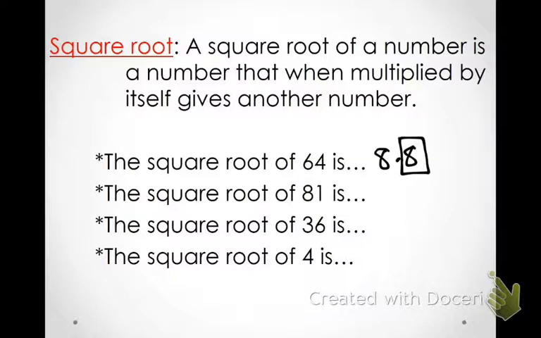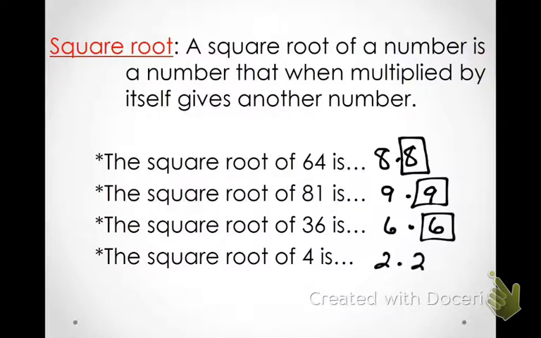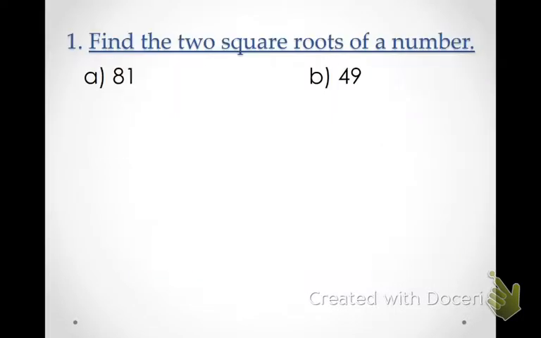What number times itself equals 81? 9 times 9. So the square root is a 9. Square root of 36 is 6, because 6 times 6 equals 36. 6 is my square root. Last one, square root of 4 is 2, because 2 times 2 equals 4. What would the square root of 1 be? 1, because 1 times 1 equals 1. Okay, so let's do a couple practice problems. Number 1, find the 2 square roots of a number.